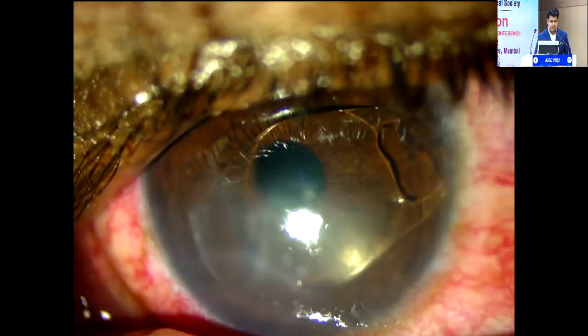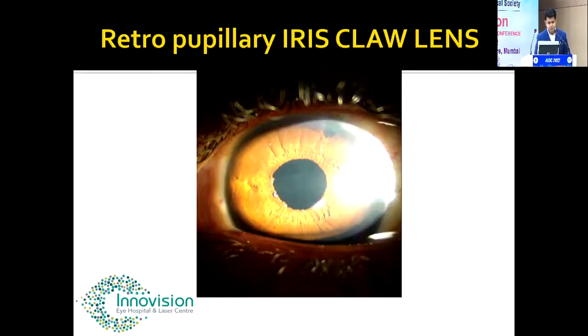And this is another patient where, post-trauma of the anteriorly placed iris claw, it actually got de-enclavated and started causing a little bit of decompensation. Whereas in case of a retropupillary iris claw lens, as you can see, the results are much better.